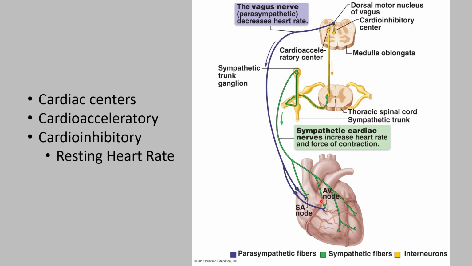Why is that? That's because the key word for resting heart rate is resting. Remember, rest and digest, relax and reproduce. That's the parasympathetic nervous system. When you are at rest and relaxed, your parasympathetic nervous system is telling your heart you only need to beat about 75 times a minute or so. So resting heart rate, 75 times a minute.